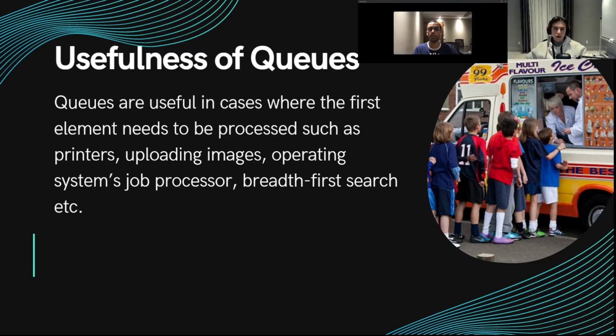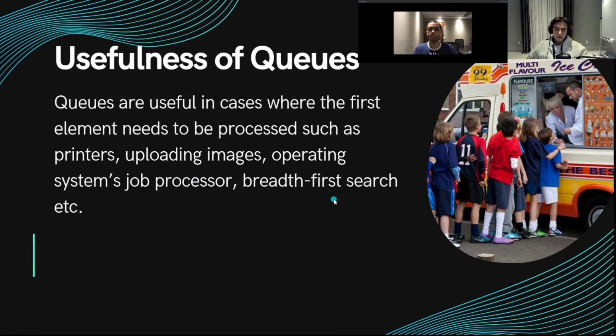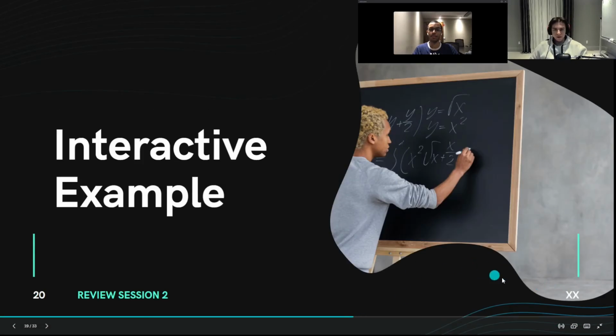So that's one application of a queue, and that also cascades to, let's say, uploading images or operating systems job processors. If your CPU is doing something, whatever it's told to do first, it'll work on first. That's getting a little too complicated. Later on you'll see queues used in breadth first searches, which is a more complicated algorithms type thing, but you will see queues again down the line. So let's jump into an interactive example.